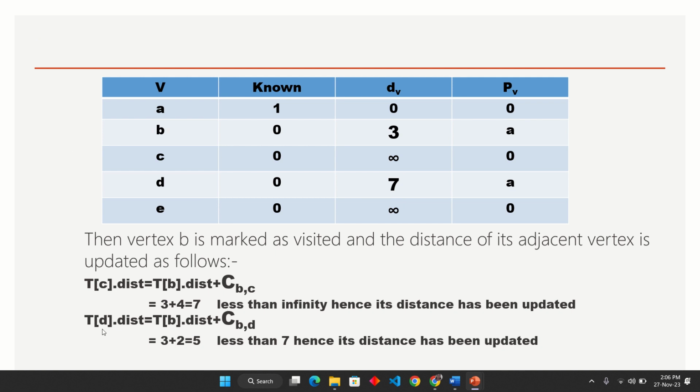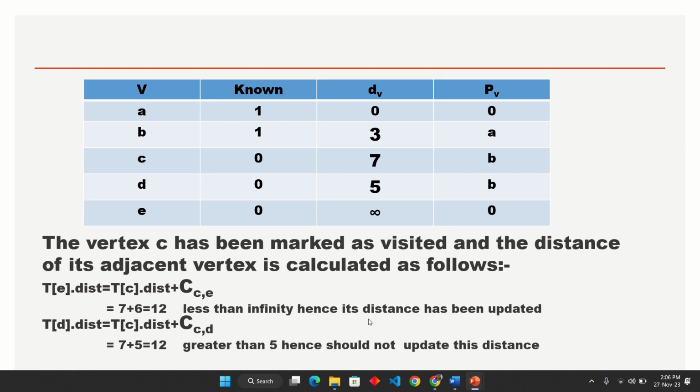And again, in the same way, dD.distance is equal to dB.distance plus the cost of B to D. In the same way, dB distance is 3 plus the cost of BD, the edge value, is 2, which is 5. Now it is less than this distance 7. So it has been updated. So the next diagram will be like this. Okay. So B is visited and the neighboring node distances are calculated like this.